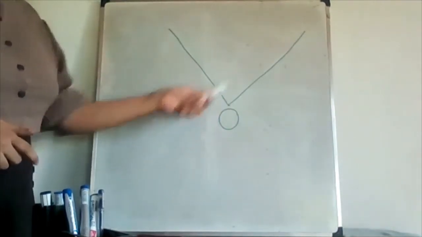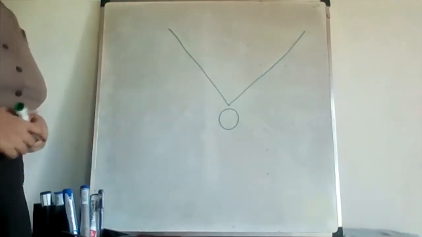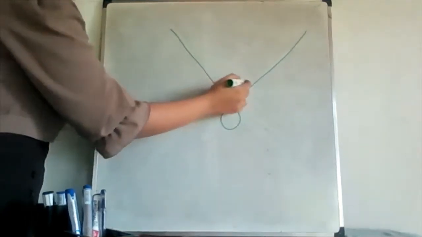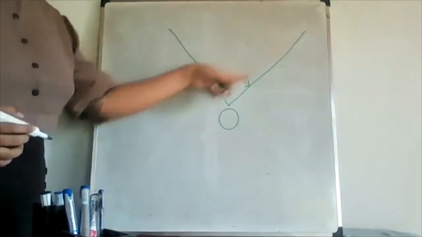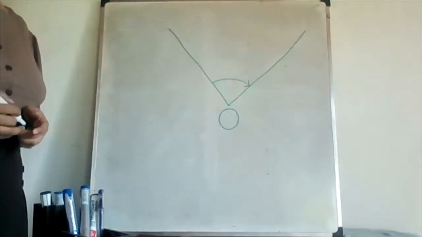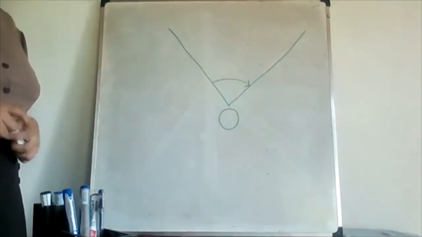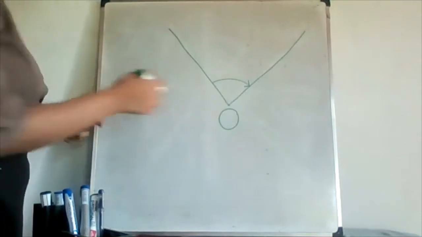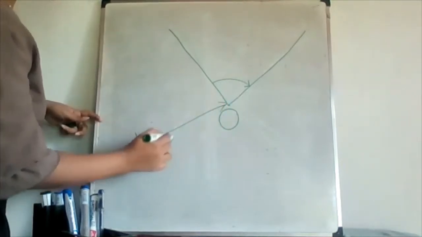So if two straight lines are intersecting, an angle is formed, right? The angle between these two straight lines is this. So an angle has been formed when the two straight lines are intersecting. This is an angle, and in this angle, the intersecting point is called the vertex of the angle. So this is the vertex of this angle.